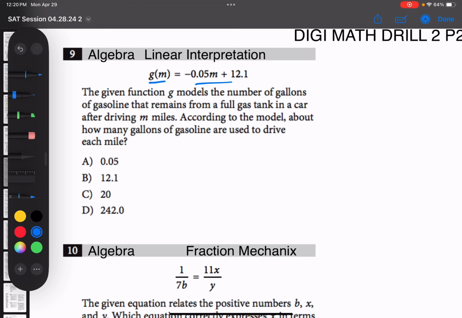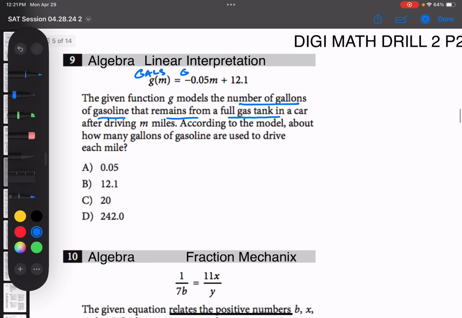Here we have a slope-intercept formula. I want to know what these guys want to measure. We have a y-intercept of 12.1. Our slope is a negative slope line of 0.05 over 1. All right, cool. Let's go into the question. The given function g models the number of gallons of gasoline that remains from a full tank of gas. That's why we have a negative slope. So they want to know the total number of gallons, which means that the negative 0.05 is gallons, which means also that the 12.1 is gallons.